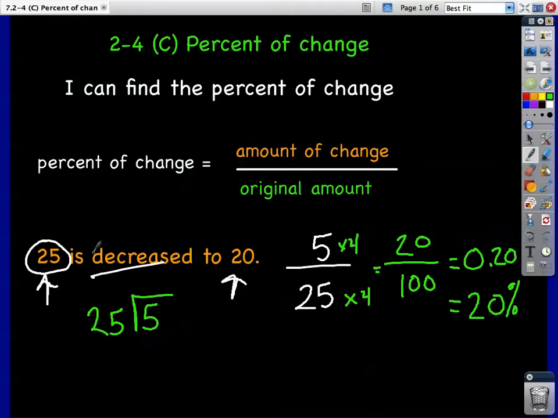So what this means is we've decreased 20%. And so I would write that. I would write decrease of 20%. And that would be my final answer. Let's do 2 more examples.